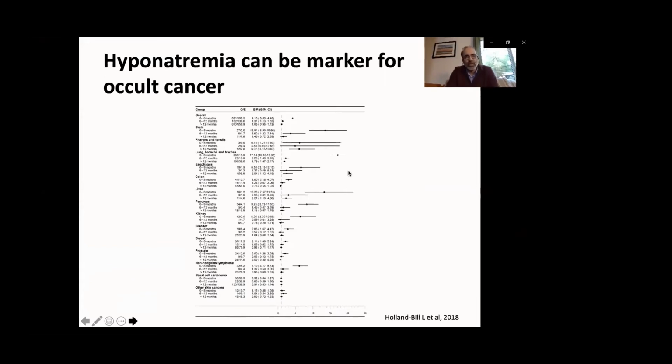So in this particular slide, for instance, those patients who came with hyponatremia without a diagnosis of cancer, when they were followed over a period of time, were more likely to have certain types of cancers, and more importantly, brain cancers and liver cancer. So with hyponatremia not yet diagnosed, you should always consider the possibility of occult cancer.